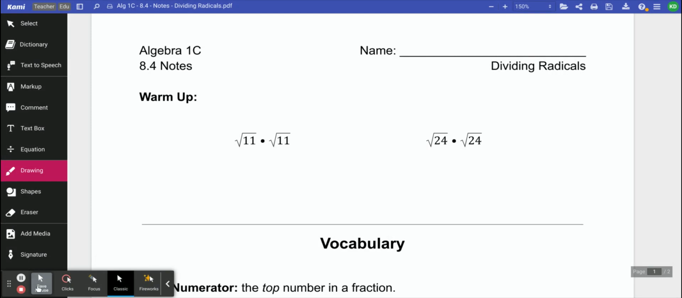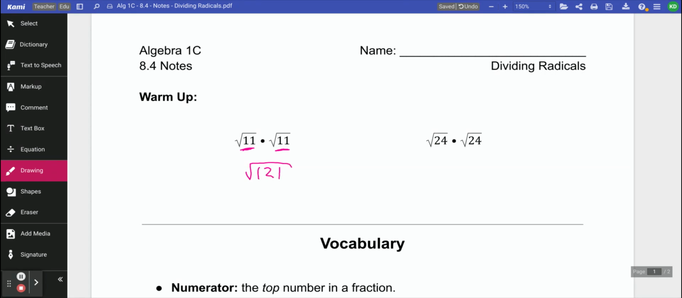Welcome to 8.4 Notes. Today we are talking about dividing radicals, but we have a quick warm-up here. So today we're just going to focus on this concept that I talked about in our multiplying radicals. When I have radical 11 times radical 11, we could multiply them together and get radical 121 and then say, hey, that's a perfect square of 11.